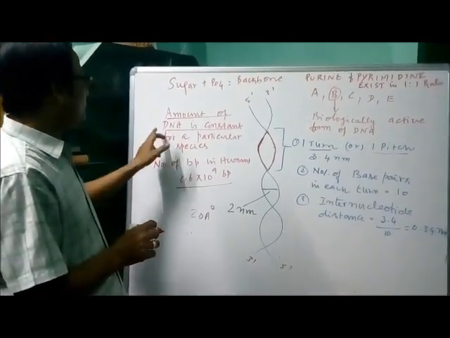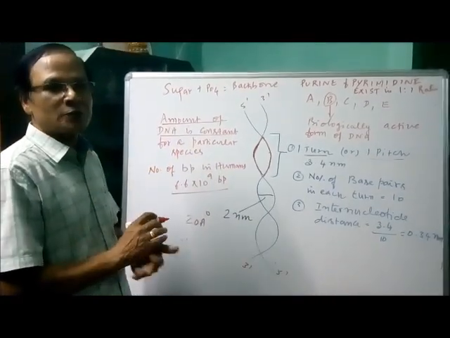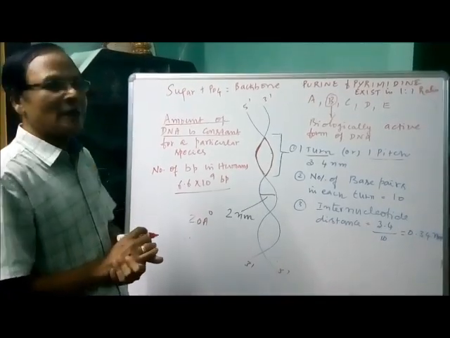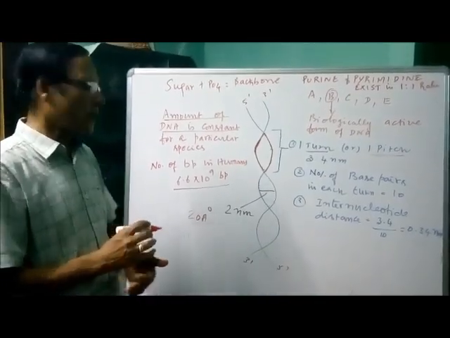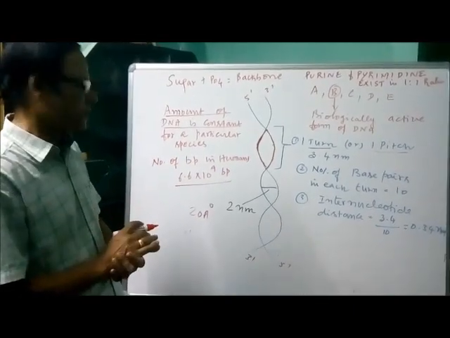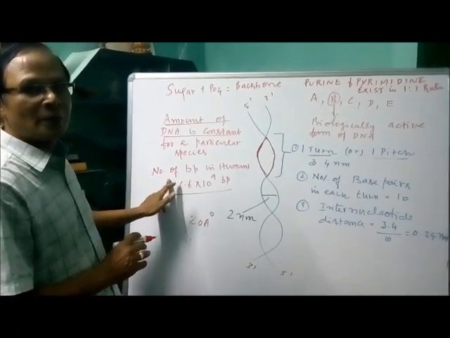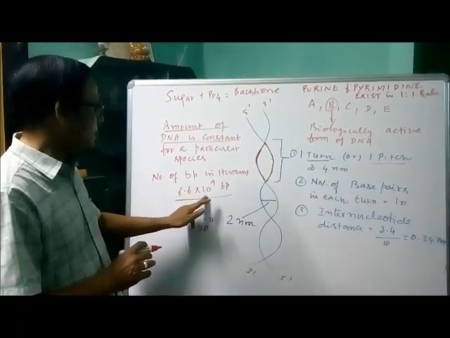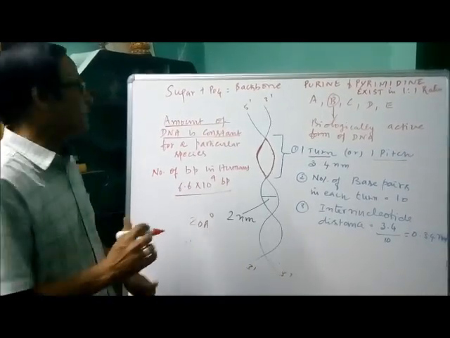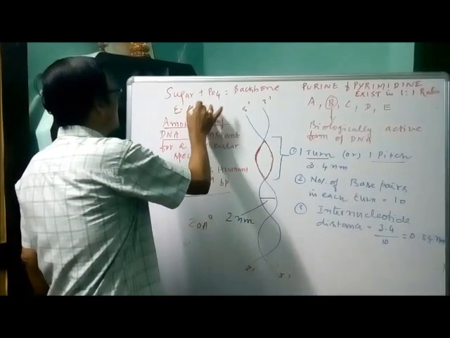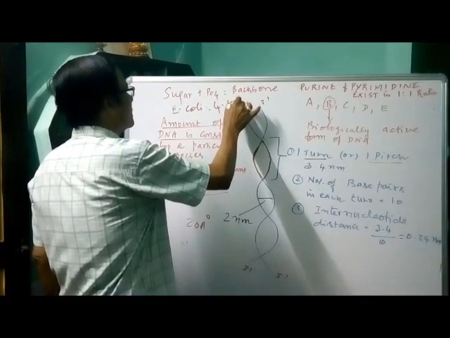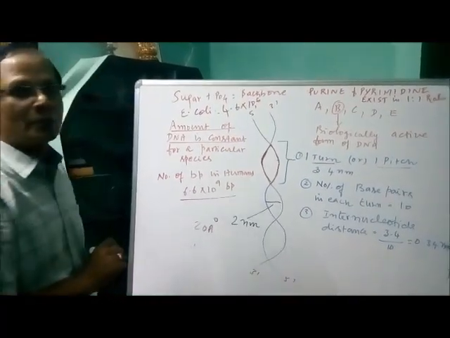Then the amount of DNA is always constant for a particular species. It is different from another species. We can also calculate the length of the DNA. The length of the DNA is based on the number of base pairs. For example, in human beings, the number of base pairs is equal to 6.6 × 10^9 base pairs. In the case of E. coli, a bacterium, we have 4.6 × 10^6. That is the number of base pairs.